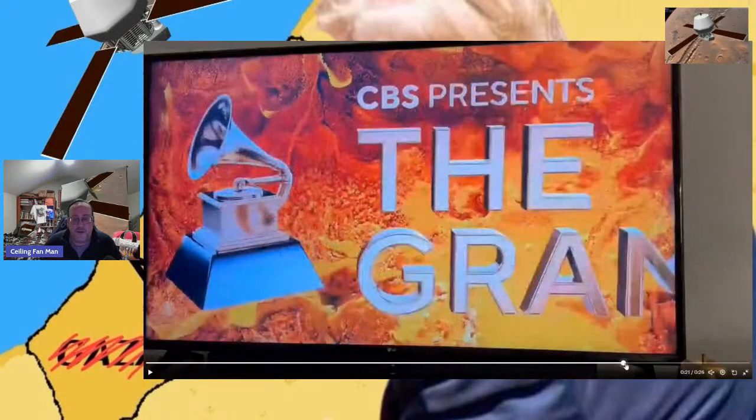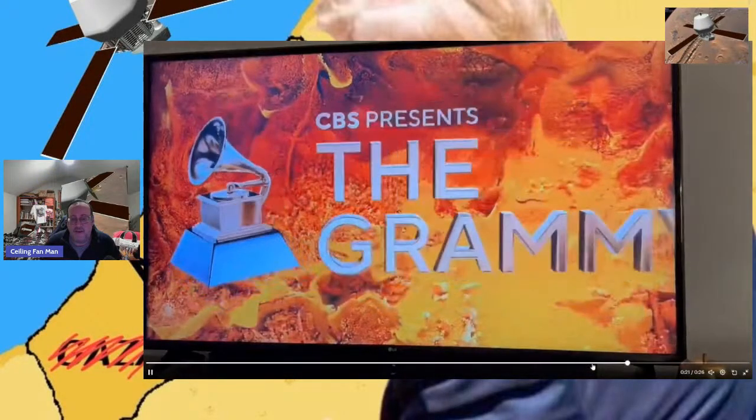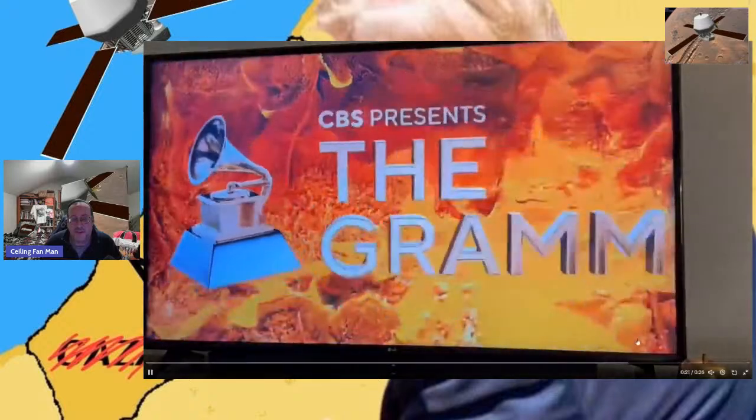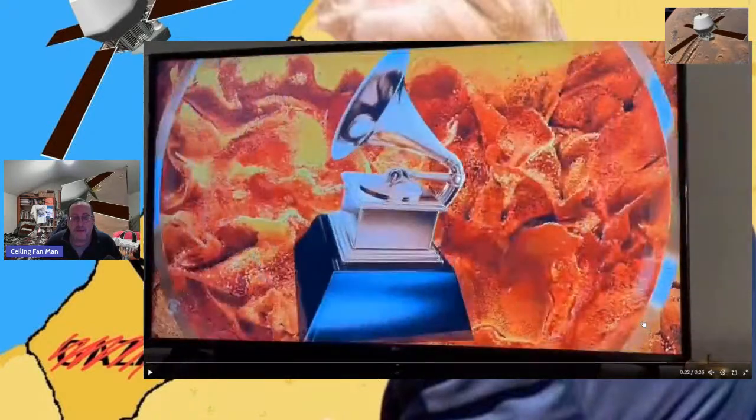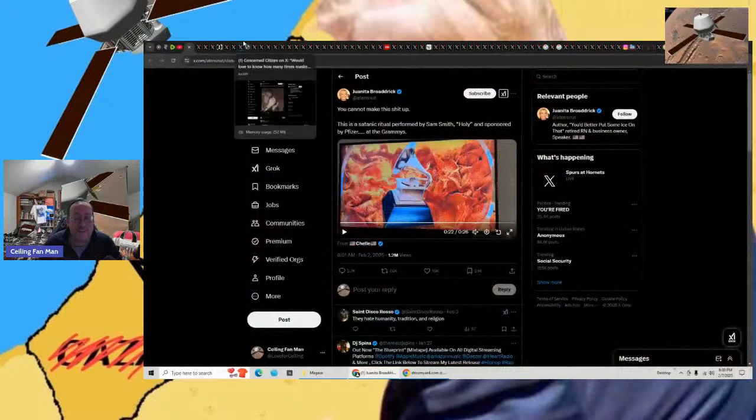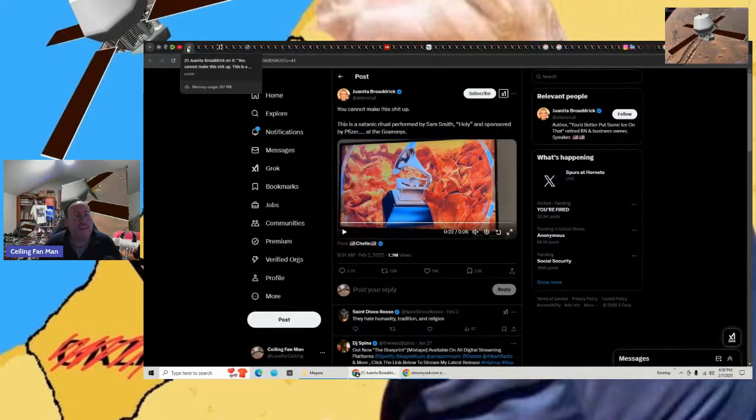And they even have the award thing in lava or something. I mean, Grammys from hell, they should have called it, for reals. Shoot, that's twice tonight I've said that. All right, got to get that out of my head.